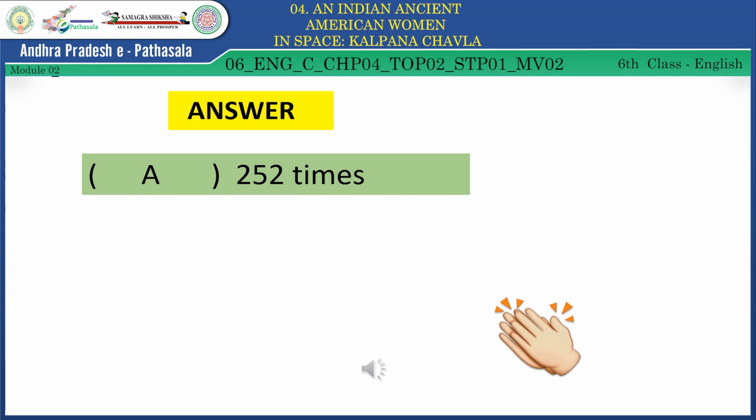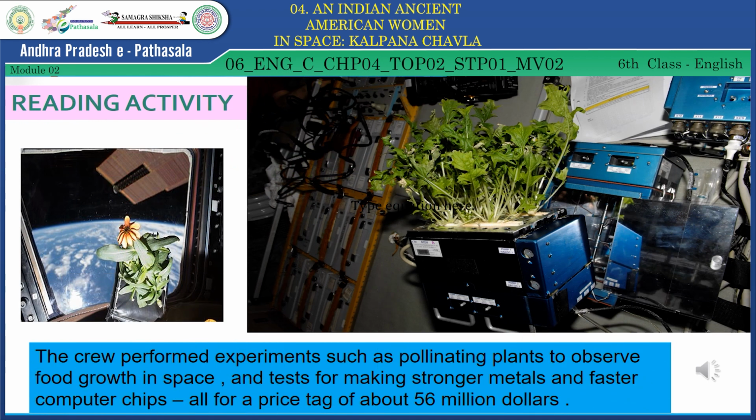Here is one more reading activity for you. The crew performed experiments such as pollinating plants to observe food growth in space and tests for making stronger metals and faster computer chips, all for a price tag of about $56 million. That means when they were in space for 15 days, at that time they had done some experiments on plantation in space.